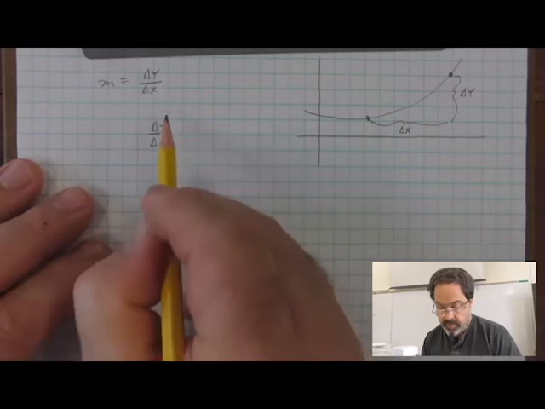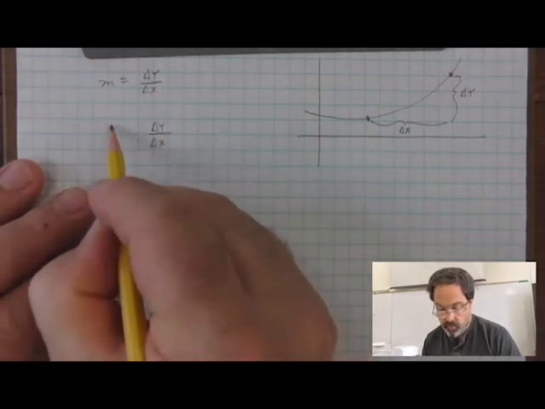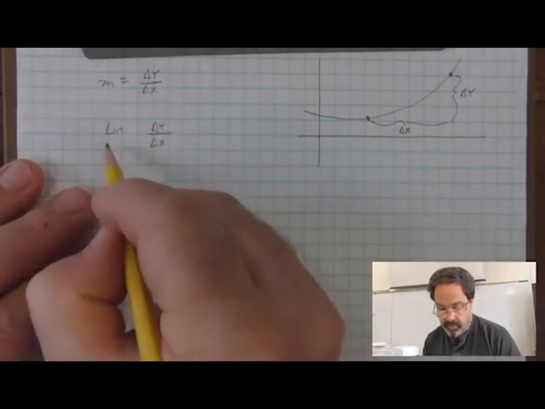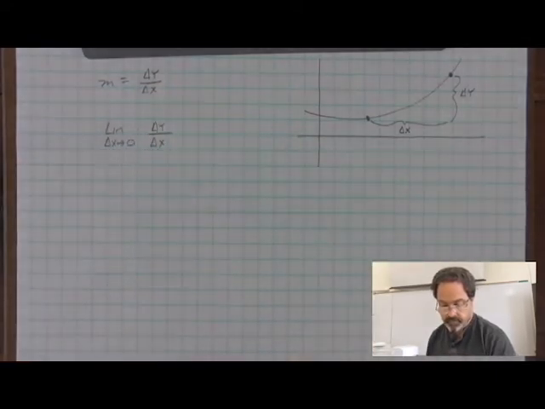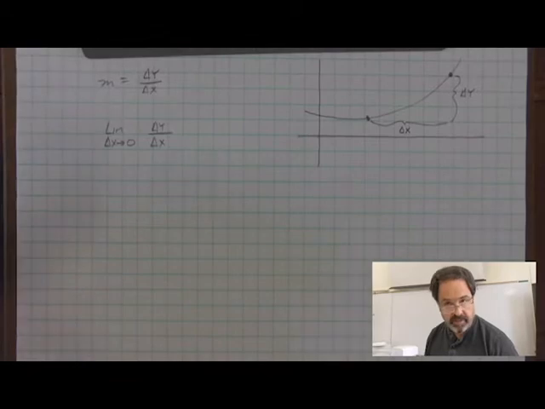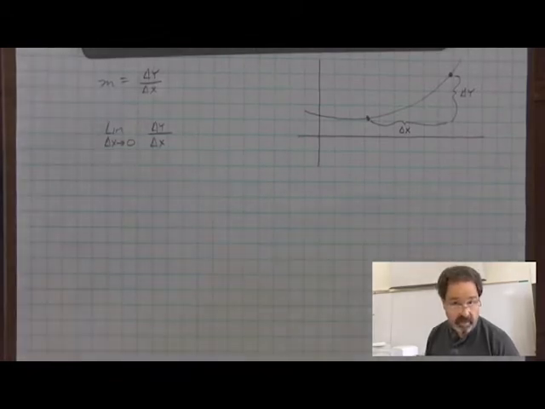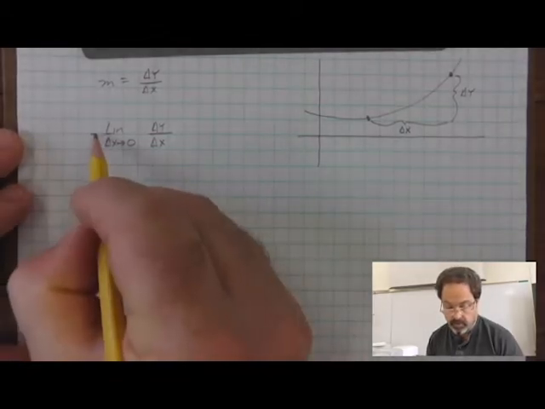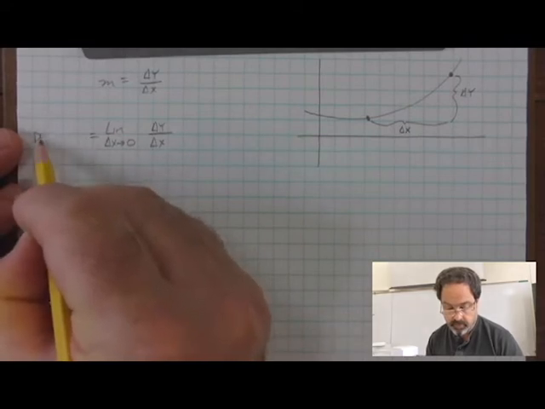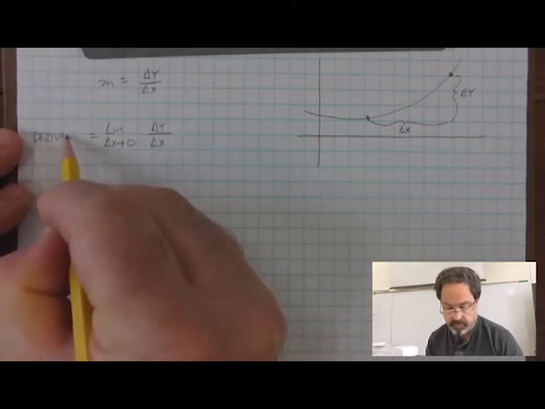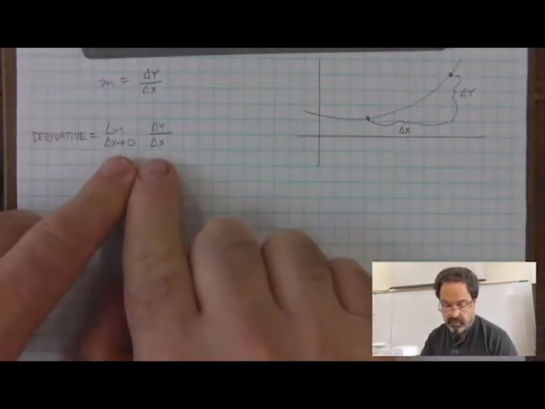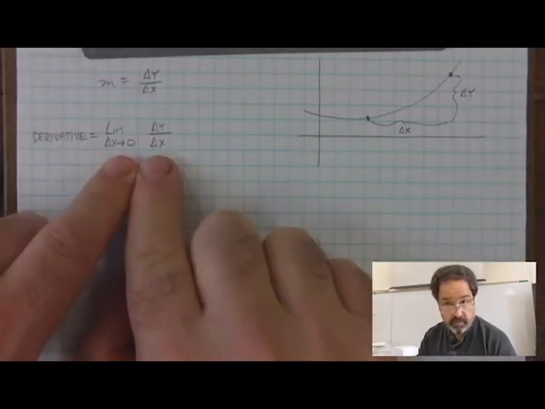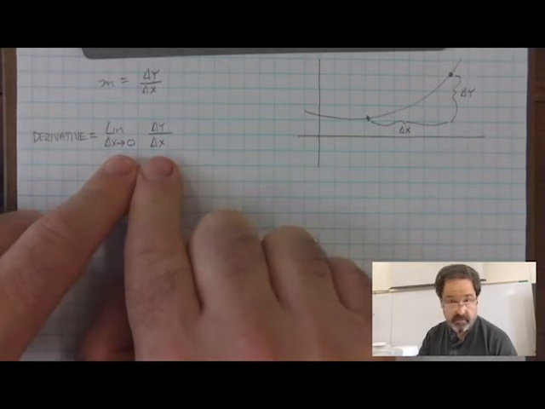In order to do that symbolically, we introduced the limit as delta x shrank to 0. And the slope of the secant line became the slope of the tangent line, and we learned to call that the derivative. The derivative is a slope calculation where the run, or delta x, goes to 0.